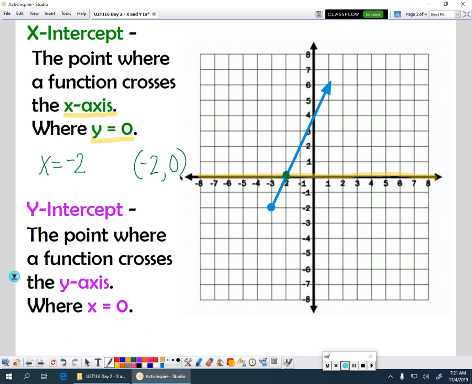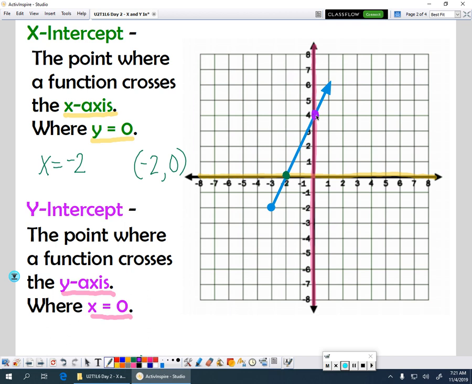Now our y-intercept is a very similar concept, except your y-intercept is the place where your function crosses your y-axis, where your x value is 0. So again, look at your y-axis. You want to look where your function crosses that y-axis, which is right here, and that's your y-intercept.